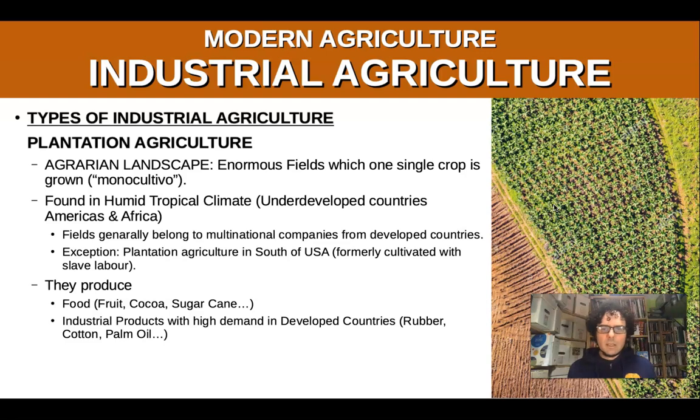This plantation agriculture produces, on one hand, food like fruit, cocoa, sugarcane, and also industrial products that have high demand in developed countries. Can be rubber, cotton, palm oil, etcétera, etcétera. O sea que en esta agricultura de plantación se produce comida, ¿vale? Pero también productos industriales de origen agrícola que tienen alta demanda en países desarrollados. Puede ser el caucho, goma, ¿no? Rubber, caucho, el algodón para la industria textil, el aceite de palma que se usa en la industria alimentaria, etcétera, etcétera.